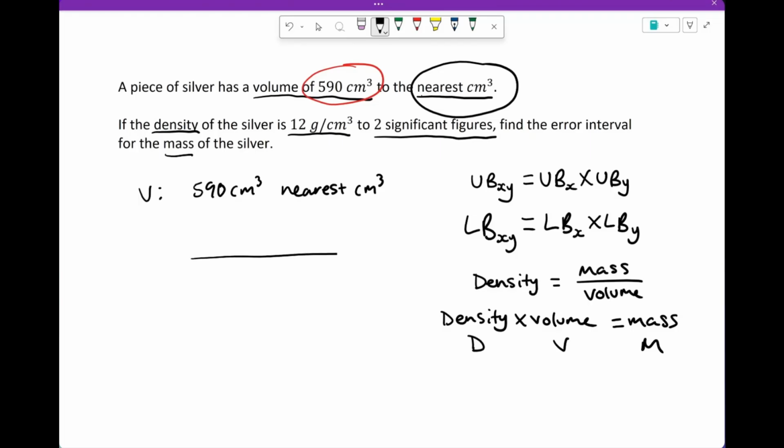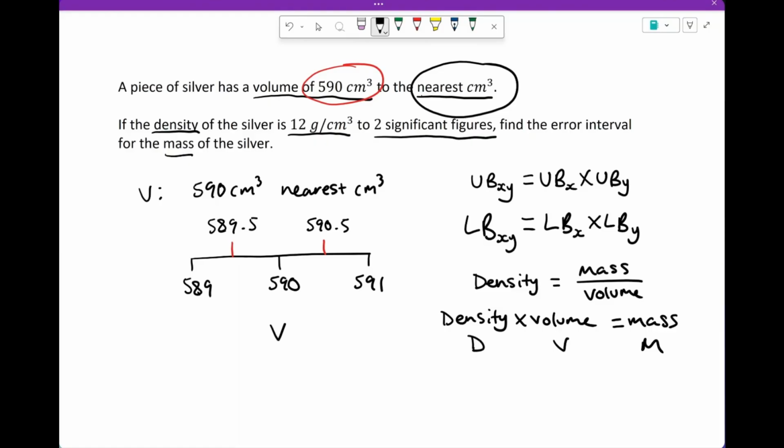So let's draw my number line, and we're going to put the 590 in the middle, and our degree of accuracy is the nearest one. So we're going to add 1 to get 591, and subtract 1 to get 589. Then my upper and lower bound are my midpoints. So my upper bound would be 590.5. My lower bound would be 589.5. So let's write out my error interval.